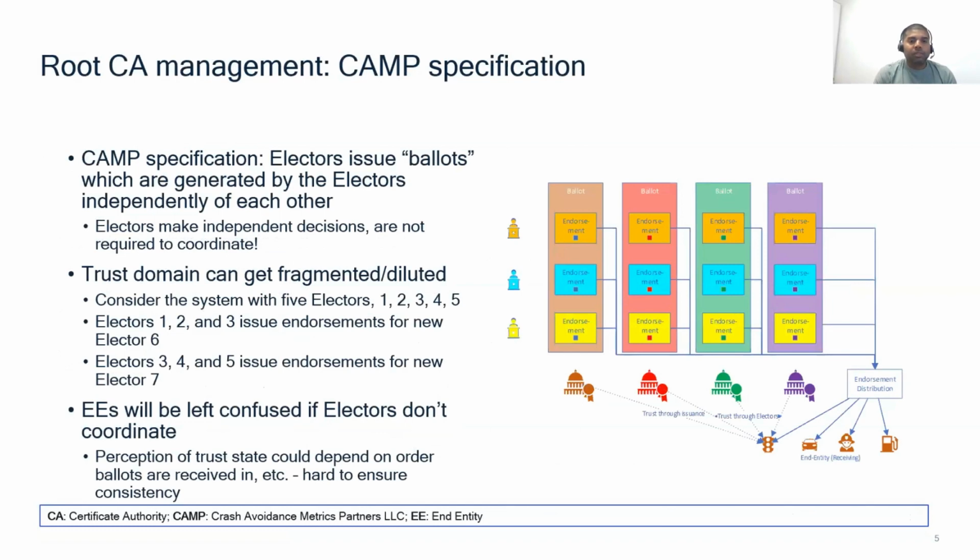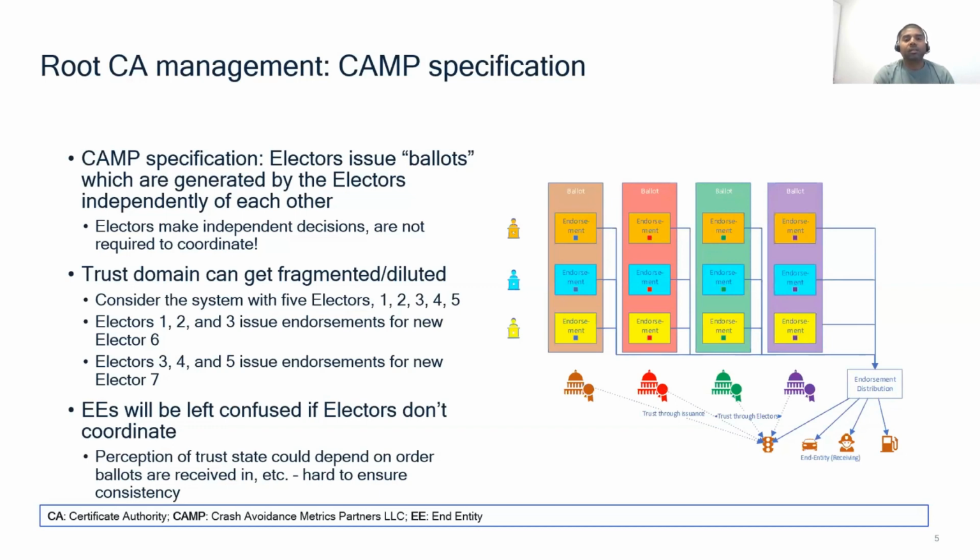So the first topic, root CA management. In the CAMP specification, we had electors that issued what we call ballots. These ballots were generated by the electors independent of each other. So the electors basically made independent decisions and they were not required to coordinate. This can result in the trust domain getting fragmented or diluted.